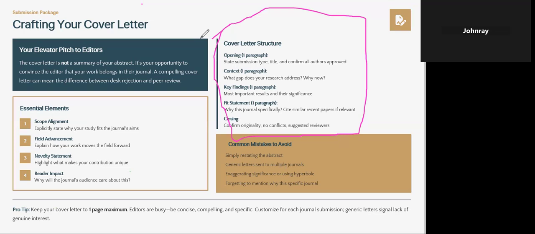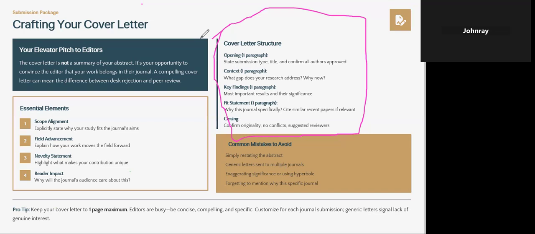Another mistake is sending generic letters to multiple journals. They just keep sending the same letter to all the journals. Please don't do that. Yes, the journals may have the same aim or scope as your paper, but at least they will have something different. Each journal has a unique thing which you can focus on, so you can look out for those things.